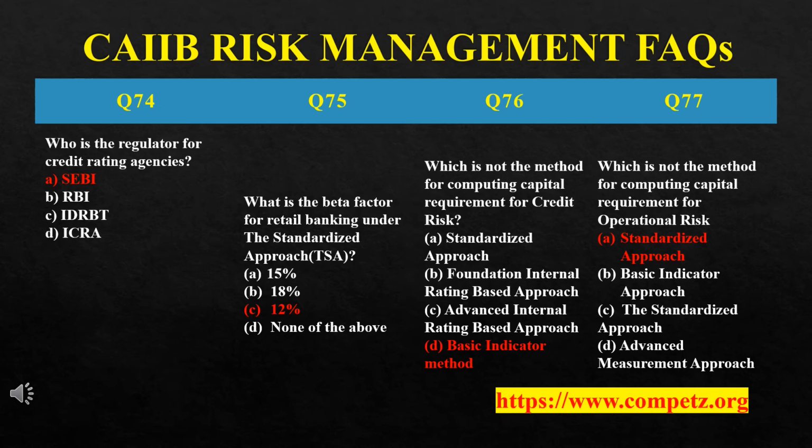Move to question number 71. What is the beta factor for retail banking under the standardized approach, that is TSA? There are 4 options given: 15%, 18%, 12% and none of the above. So the answer is 12%, option C, because of the following.